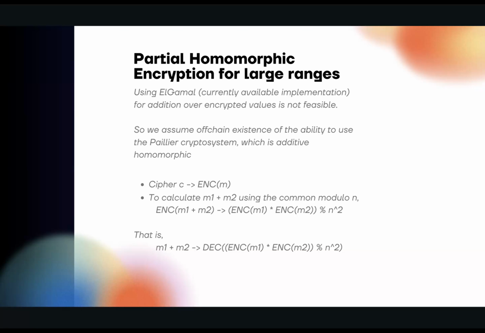If you define cipher C as the encoding of M, the encoding of M1 plus M2 is simply the multiplication of those two ciphers modulo n squared, where n is the common modulus. So if you decode this encrypted value, you'll simply get M1 plus M2, and you can do this in n number of steps, and finally decode the value to get a sum of n steps, which is what we're going to leverage for our solution.